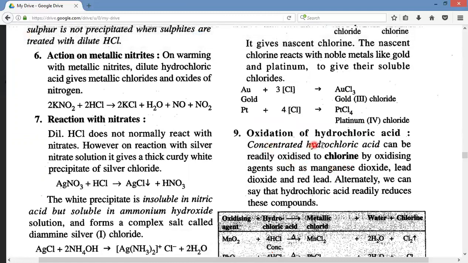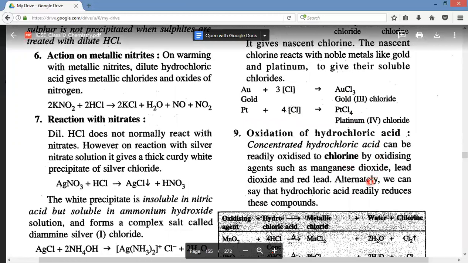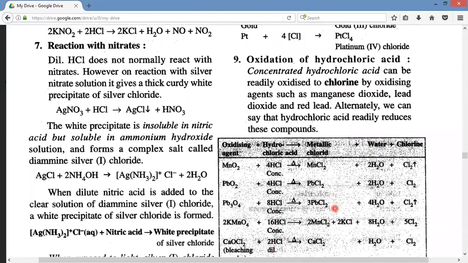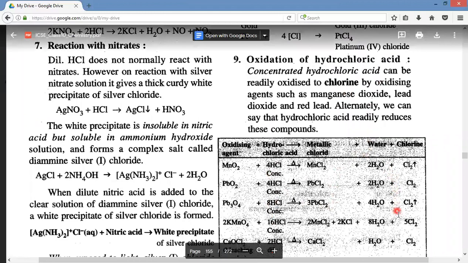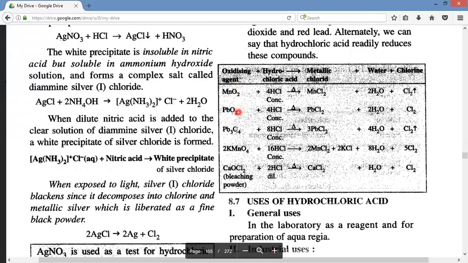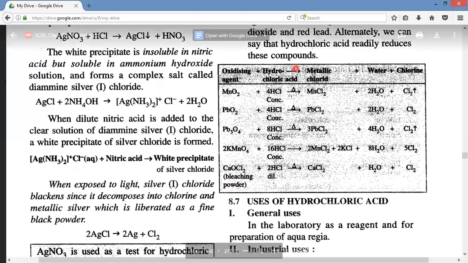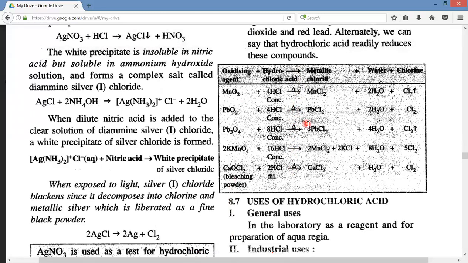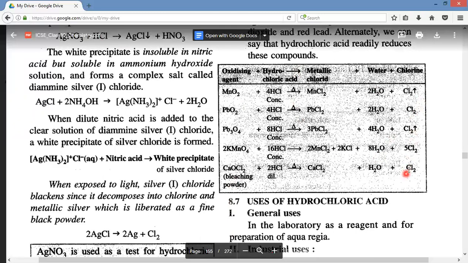After that, the reaction is the oxidation of hydrochloric acid. How the oxidation is formed is a very important reaction. In every case, chlorine gas is formed. Manganese oxide, oxidizing agent. Lead oxide, oxidizing agent, Pb3O4, KMnO4, bleaching powder, all are used as oxidizing agents treating with the hydrochloric acid. In most cases, heating is done with the metallic chloride salt, forming water and chlorine gas. That chlorine gas is the identification point.